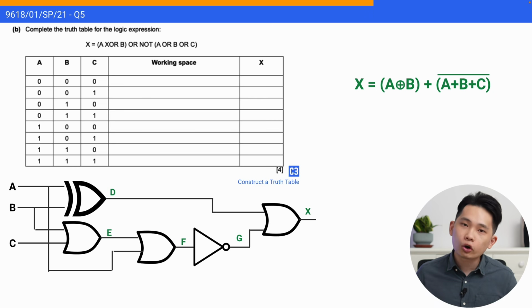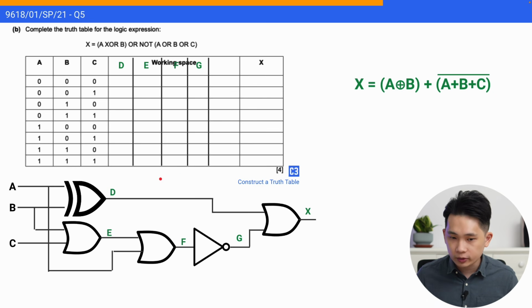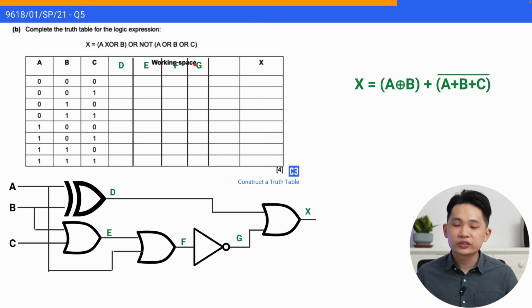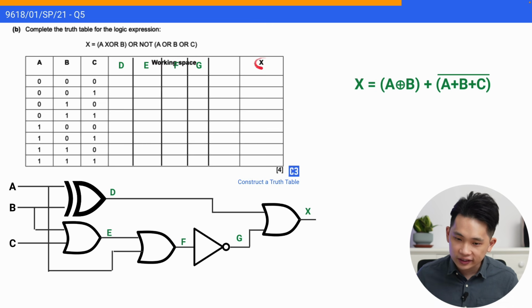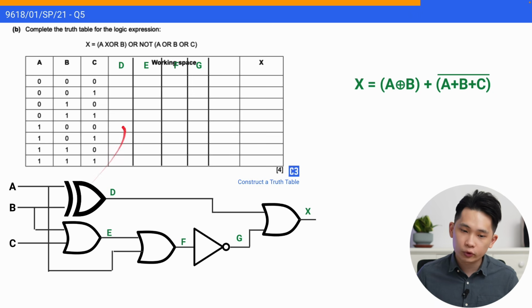After labeling all these intermediate states, I can just create new columns using the working space above. So for example, column D, column E, column F, and column G. And then we will use this table to get output X here. And now let's do the first row together. For example, for D here, we have A and then B going to this OR gate here. So the result will be 0 here, since 0, 0, we get 0.